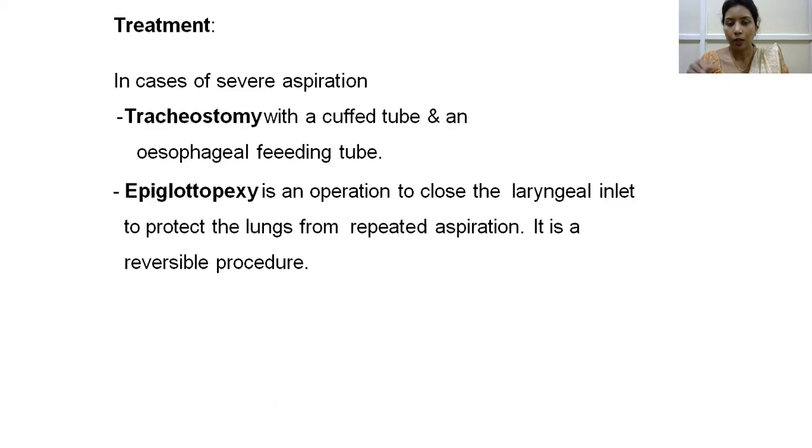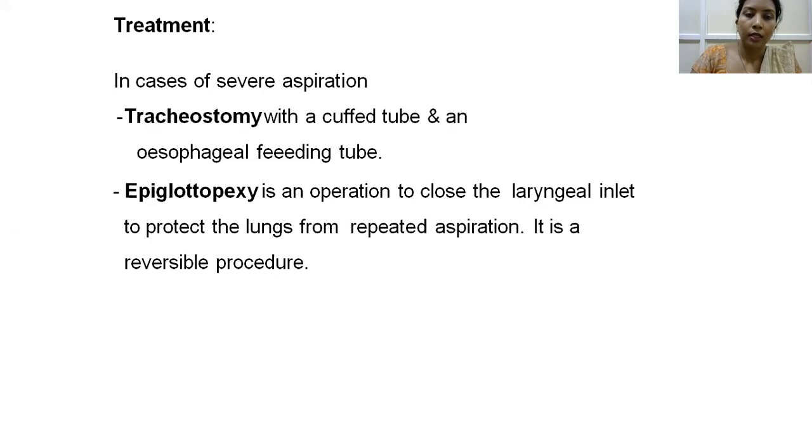And for feeding, you have to put in a Ryle's tube, a nasogastric esophageal feeding tube. When the aspiration is very severe, what you do is you close the inlet of the larynx by completely suturing both the vocal cords and aryepiglottic folds and false cords to each other. So 3 layers: inside most will be your vocal cords, above will be your false cords, above will be your aryepiglottic folds. So 3 levels, both sides, we suture it along the anteroposterior line of the larynx.